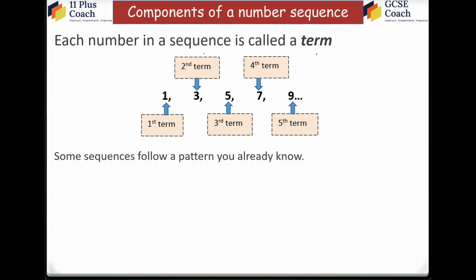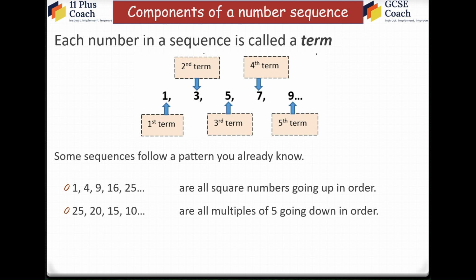Some sequences follow a pattern that you already know, so you can recognize them. Here's an example of a sequence of numbers which are all square numbers. You need to be able to look at a sequence and see if there's a very obvious answer. In this case, 1 squared is 1, 2 squared is 4, 3 squared is 9, 4 squared is 16. So this is a sequence of square numbers going up in order. Here's another example of a sequence of numbers which are multiples of 5, but they're going down in this case, starting with 25. So 25, 20, 15, 10, and the next one will be 5, and so on.